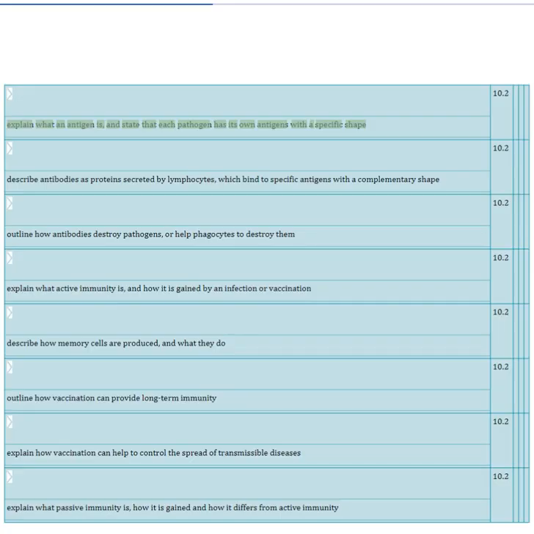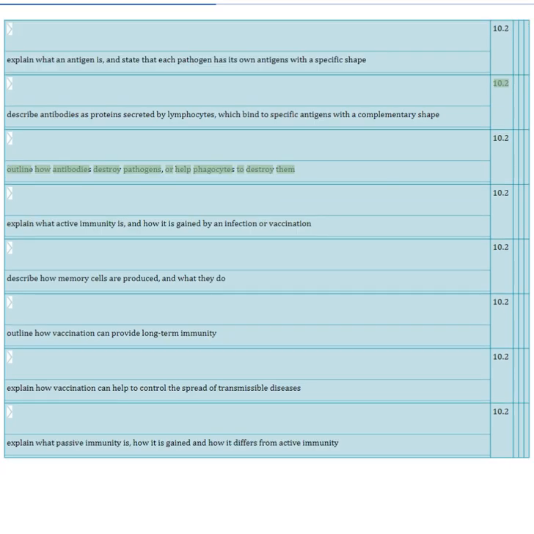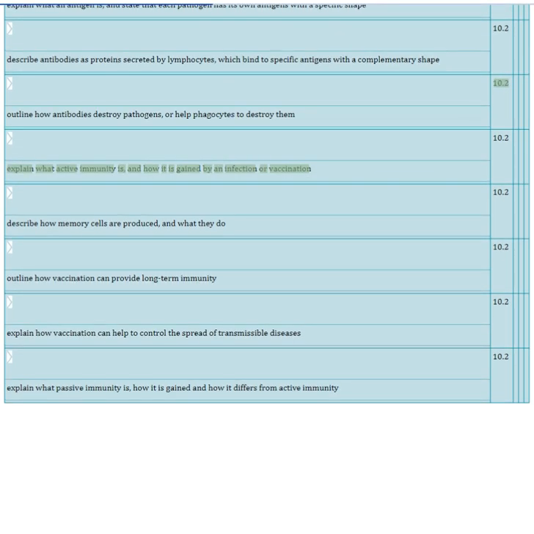10.1. Explain what an antigen is, and state that each pathogen has its own antigens with a specific shape. 10.2. Describe antibodies as proteins secreted by lymphocytes, which bind to specific antigens with a complementary shape. 10.2. Outline how antibodies destroy pathogens, or help phagocytes to destroy them. 10.2. Explain what active immunity is, and how it is gained by an infection or vaccination.